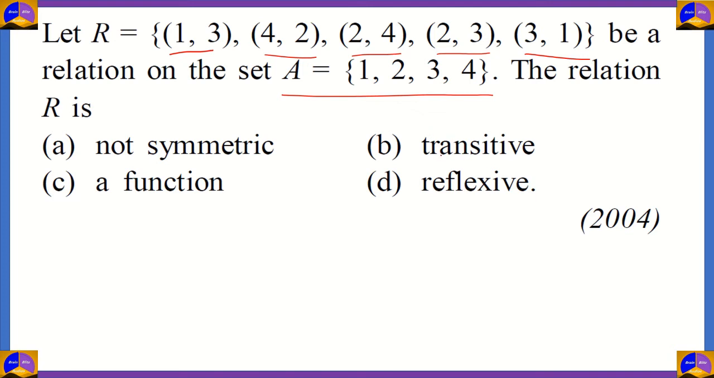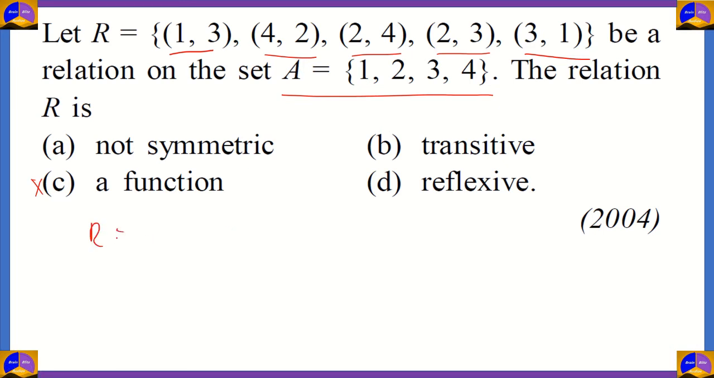Therefore, in this question, each element of set A does not have a unique element of set B, so this is not a function. So option C is incorrect. Now to prove what kind of relation it is: is it symmetric? Is it reflexive? Is it transitive? Let's start solving it.